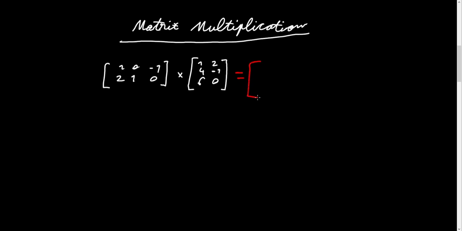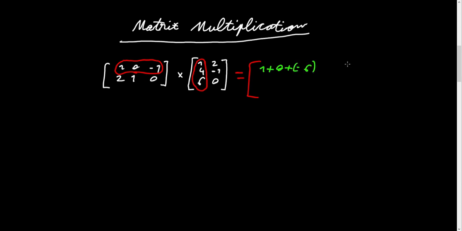So if we want the values, we gotta take this row and multiply it by this column. I'm going to show you what I mean. Now, if you want to multiply these two numbers, we're gonna have to multiply this by this. So it's gonna be 1, plus this by this, which is gonna be 0, plus this by this, which is negative 6.